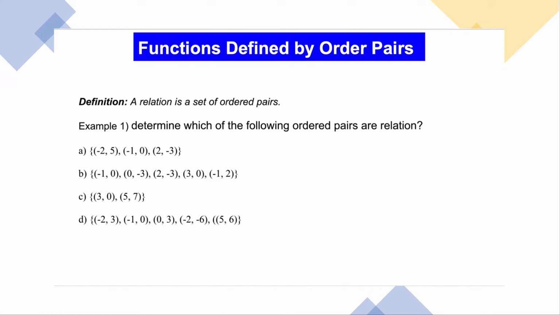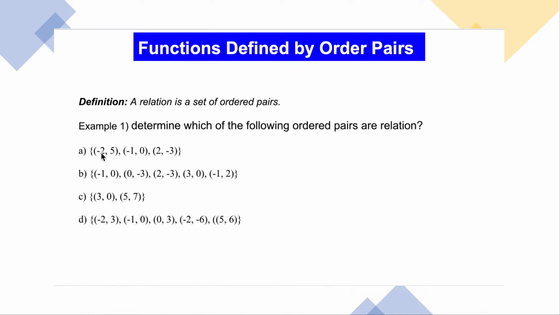Defining functions. Definition: a relation is a set of ordered pairs. Example 1. Determine which of the following ordered pairs are a relation. If you see here in A, all of them are ordered pairs. Therefore, A is a relation.